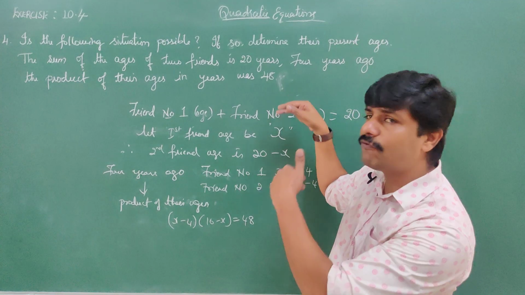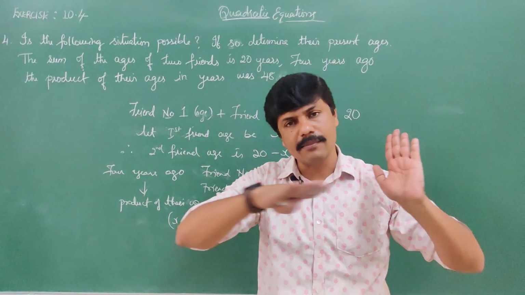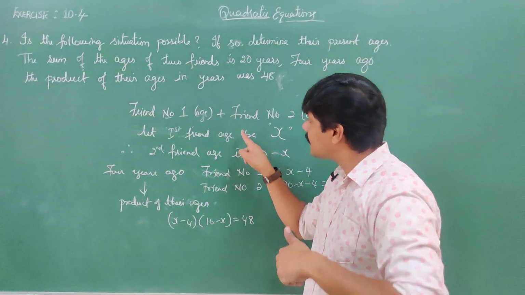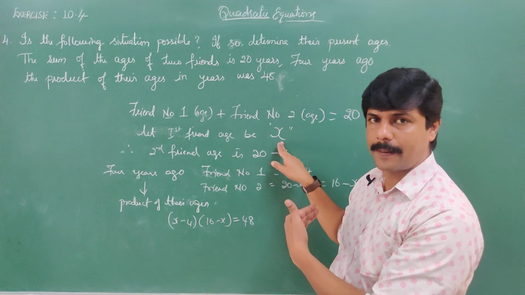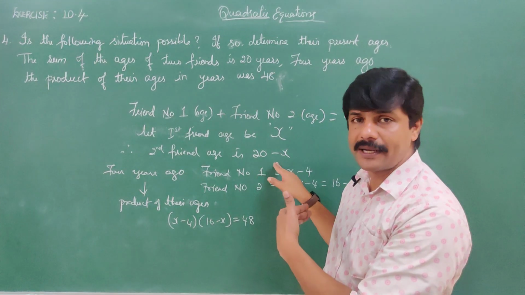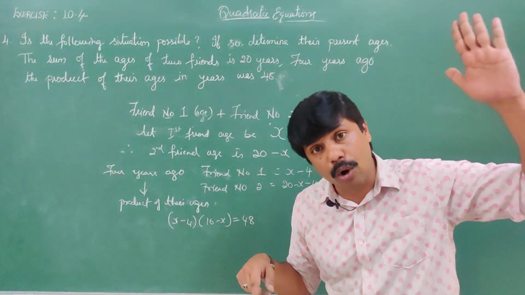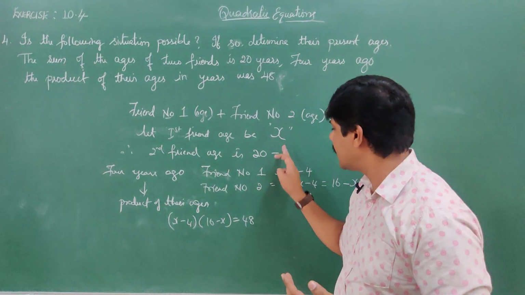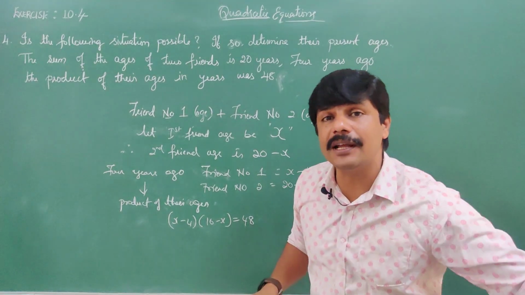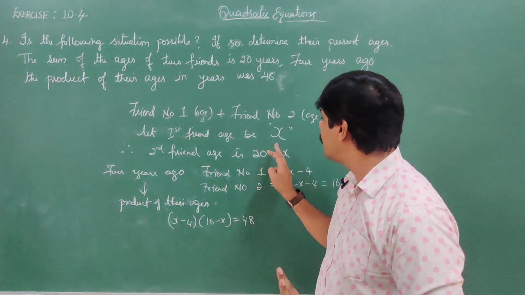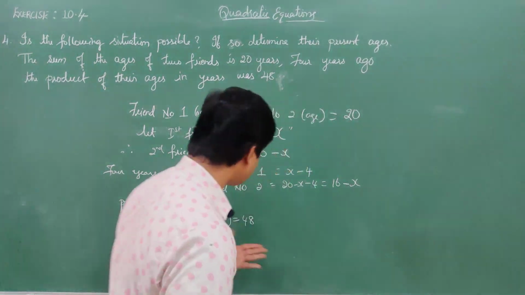So once you get this, then 4 years ago or 4 years after, whatever it is. 4 years ago, make it minus. What is the present age? Let the present age of friend number 1 be x. Then friend number 2 is 20 minus x. 4 years ago, what was their age? Before, minus. That is x minus 4 and 20 minus x minus 4. 4 years after, if it would have been asked, then x plus 4 and 20 minus x plus 4. Understand? Now we have got this.